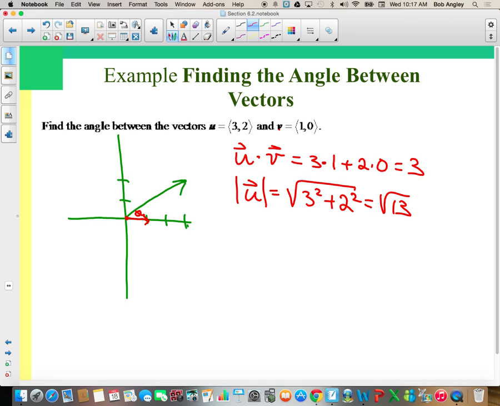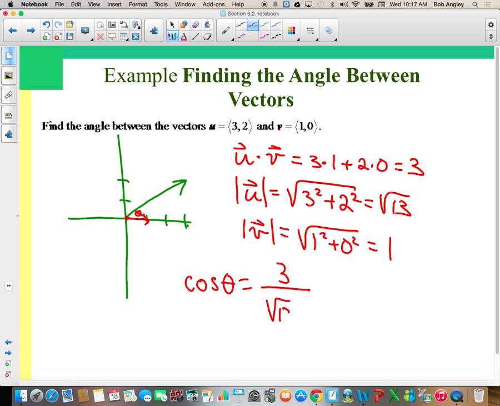Then we have to find the magnitude of this vector. That's going to be 1 squared plus 0 squared, which is just the number 1. Now if we plug all of this into the formula, we get the cosine of theta is equal to the dot product, u dot v, on top, and then the square root of 13 times 1 on the bottom. So theta then becomes the cosine inverse of 3 over the square root of 13.